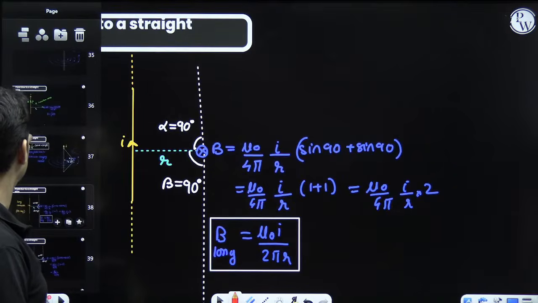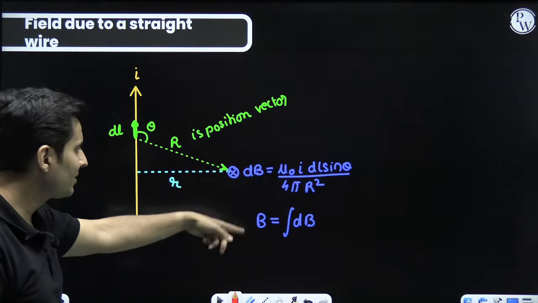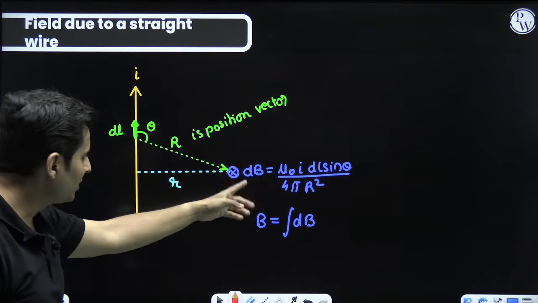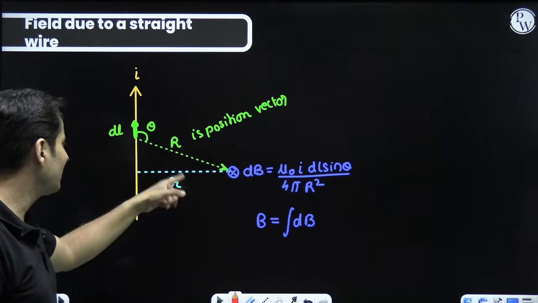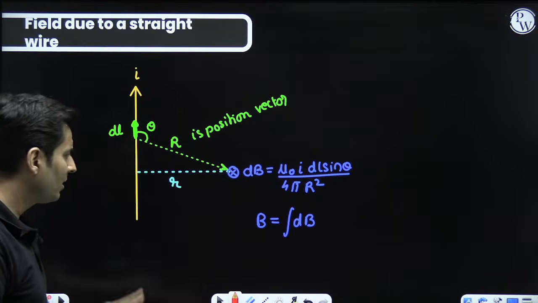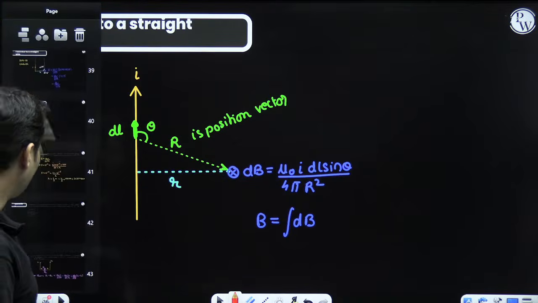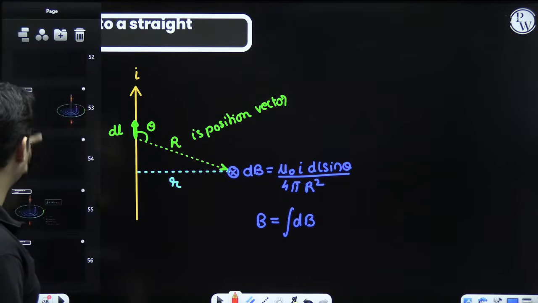Where did it go? Yeah, this one. See, this integration is very long. It looks easy over here right now because I have not solved it, but if you solve it, integration with limit substitution will come, r is changing, theta is changing, so many things are there. So it becomes a quite big problem. But when you use Ampere's law, it becomes so easy that you don't feel the pain.